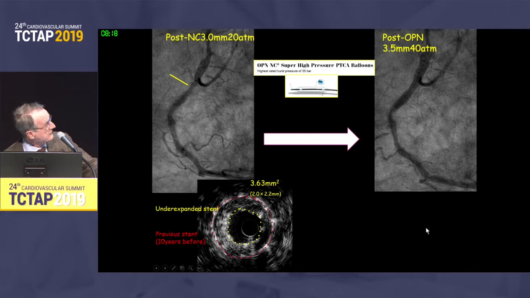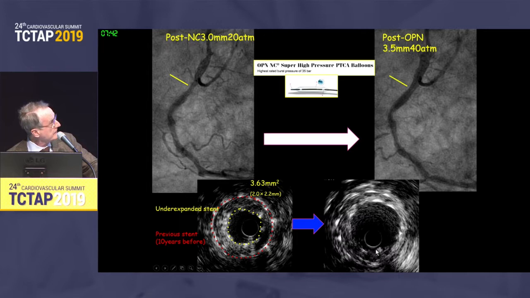Don't always be enthusiastic, because we have had some vessel rupture. Every time you go to 40 atmospheres, you must have in mind that the lesion can be stented with a covered stent. If it cannot be stented with a covered stent, just refrain from doing that. Or if you don't have a covered stent in your lab, because sooner or later you will break the vessel. It's okay, but it's not okay if you're not prepared for that. I think this was the before.